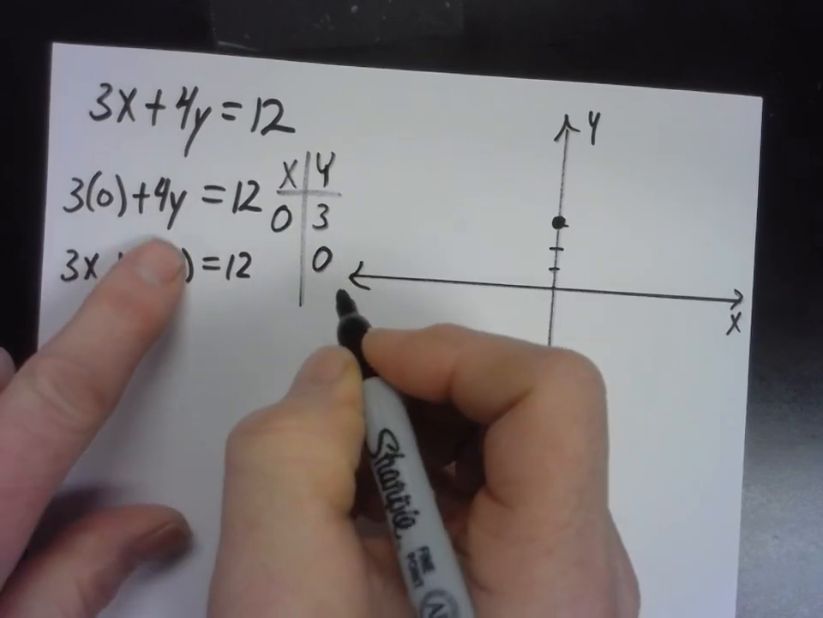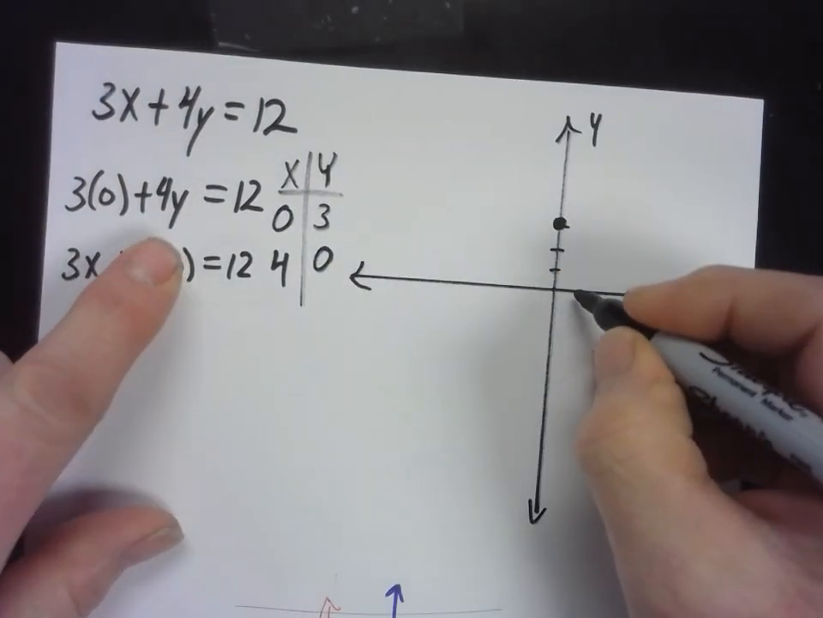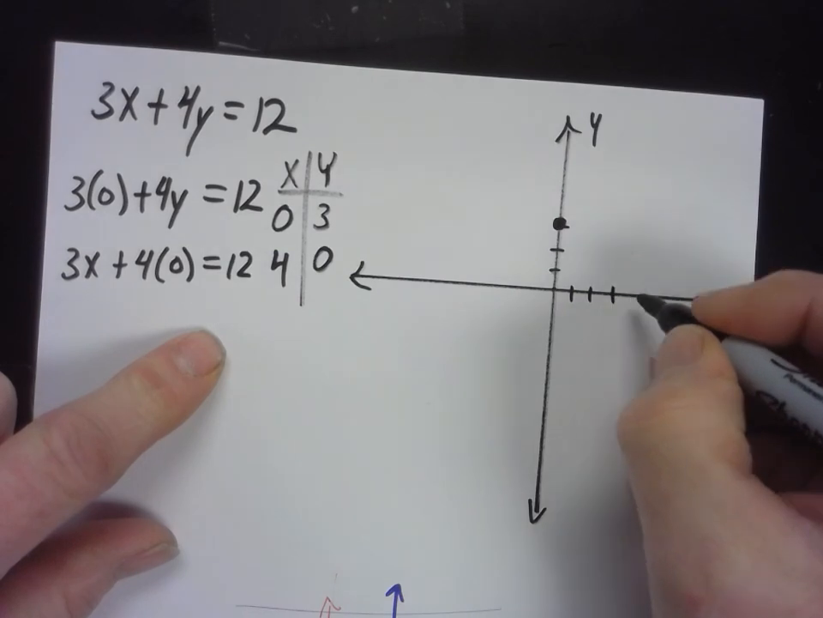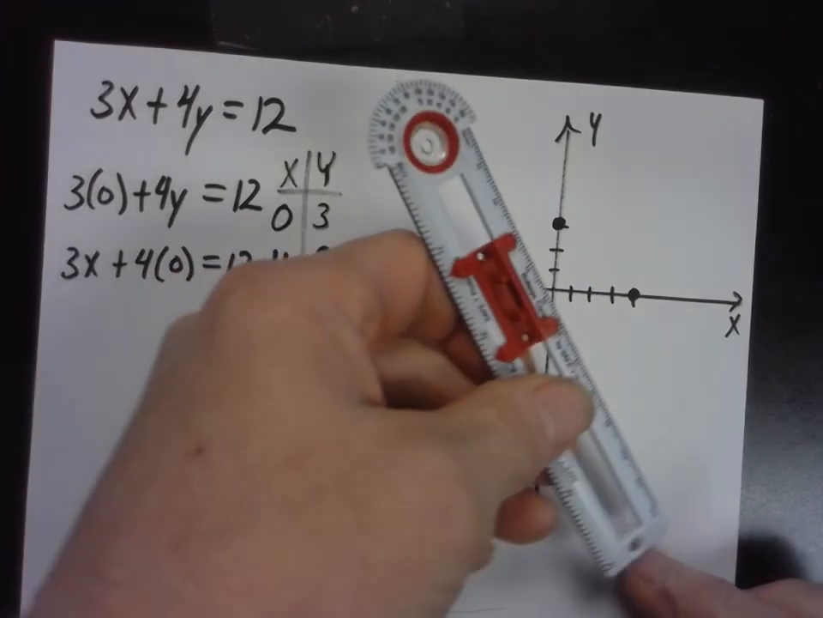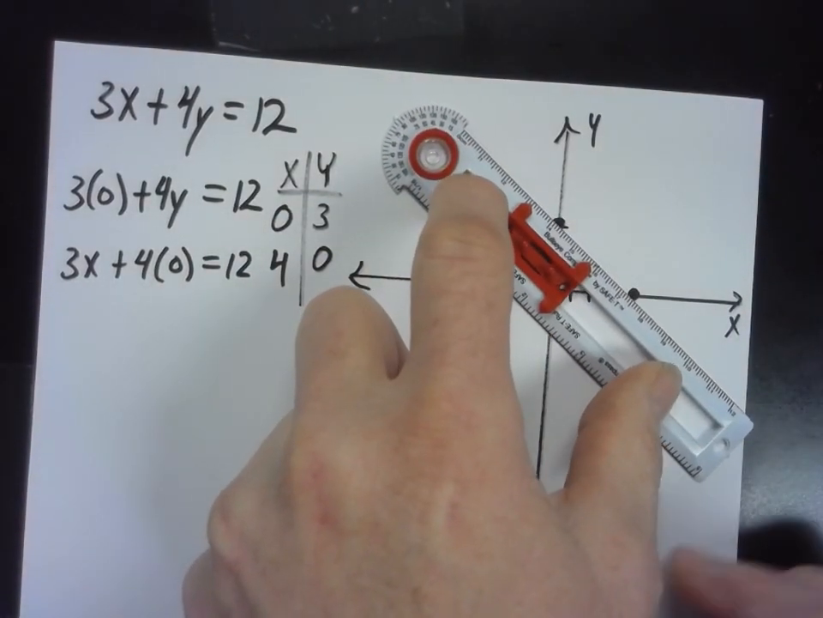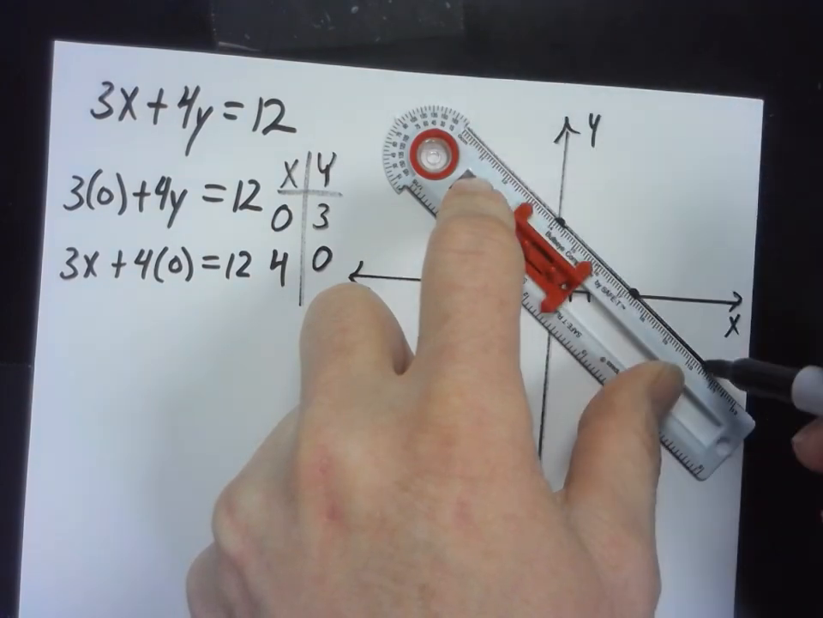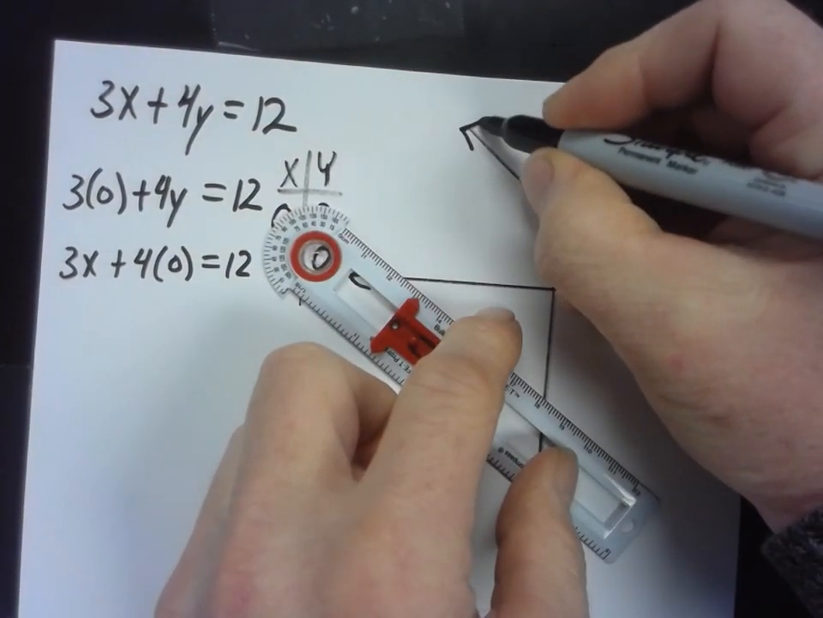That's right. X is going to equal 4. So 4, 0, 1, 2, 3, 4. And there's 2 points. And do we need more than 2 points to graph a line? Nope. So we can come over here. Thank goodness for 0. That's all I'm saying. Yeah. Thank goodness for 0.